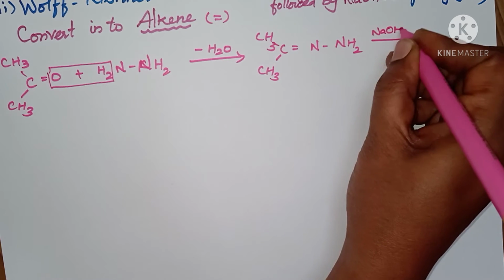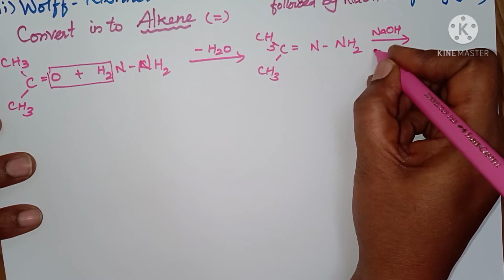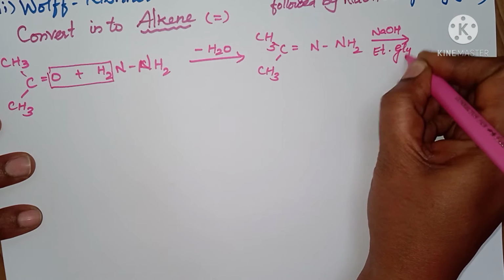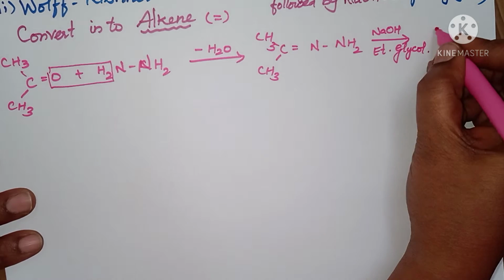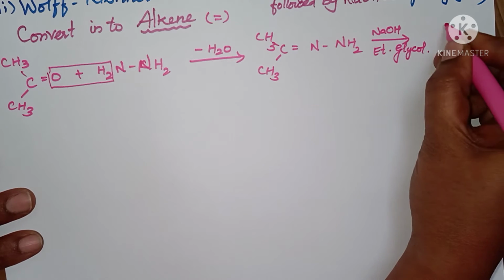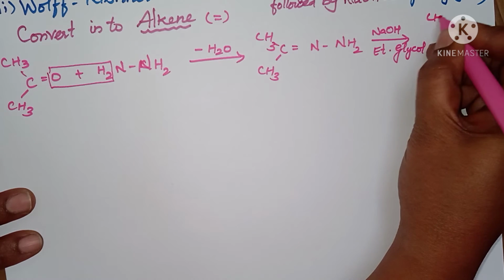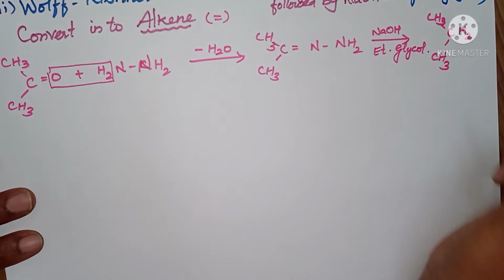Sodium hydroxide with ethylene glycol. Here what we are getting is a product the same way: CH2, here CH3, here CH3. For our convenience I have written it.